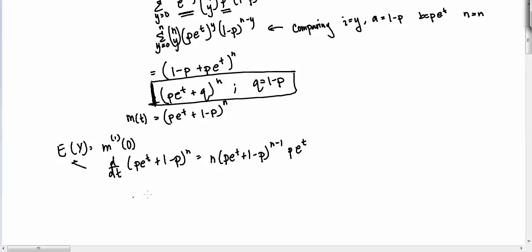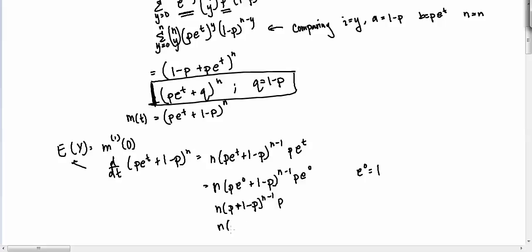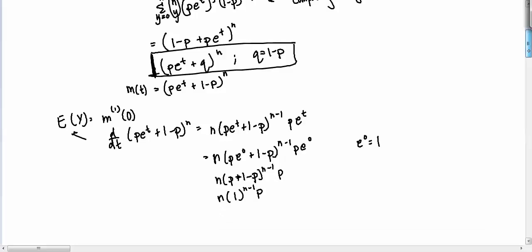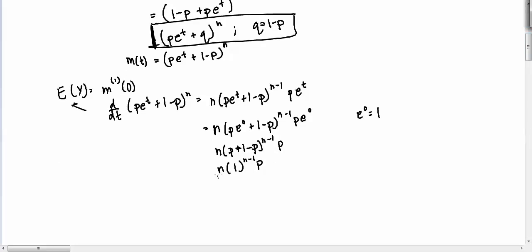So at t = 0, this becomes n times (pe^0 + 1 - p)^(n-1) times pe^0. By the way, e^0 is equal to 1. Anything to the 0 is 1. So really I have n times (p + 1 - p). Those guys are going to cancel out inside there. Then times p, and this would be n times 1^(n-1) times p, but 1 to any power is still 1, so I can get rid of that as well, and so this is equal to np.